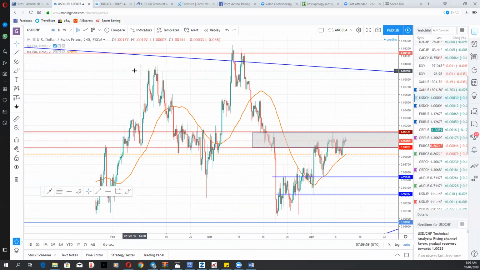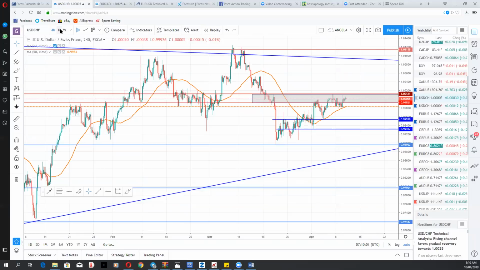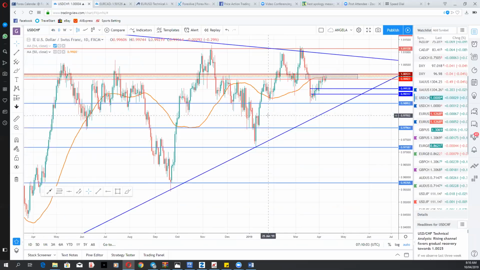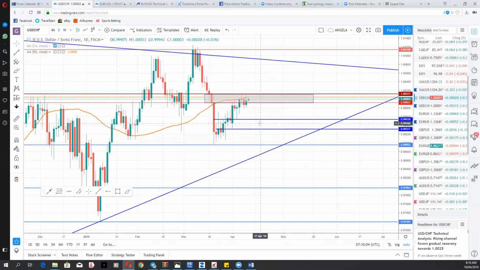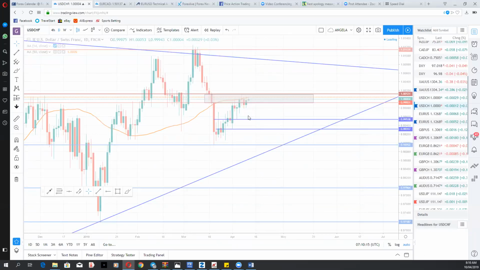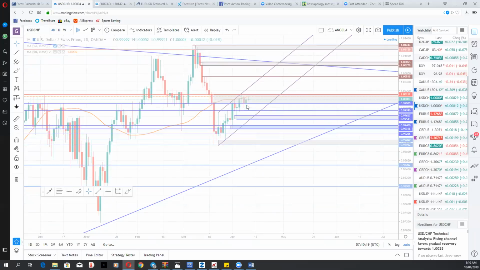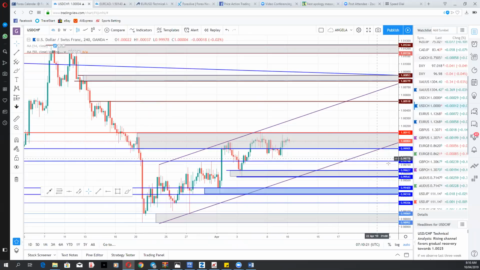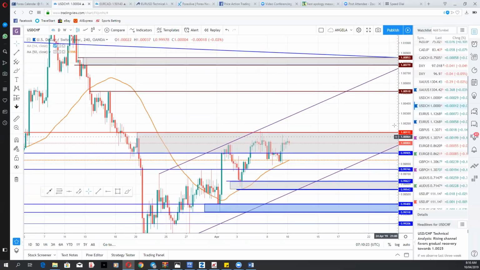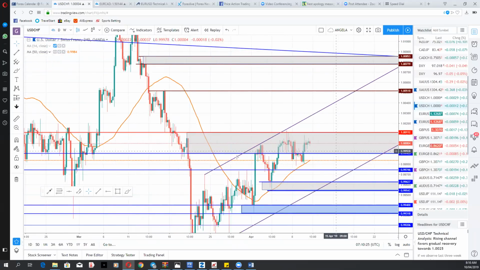For the USDCHF, we need to see how the daily candle is looking. Well, it's still clustering around this area. It's not looking bullish, it's neither looking bearish. It's just annoying. But I don't trade this pair, so it's not annoying me.